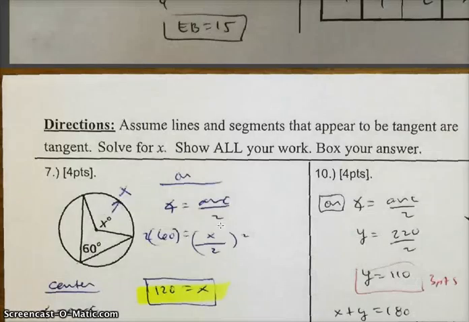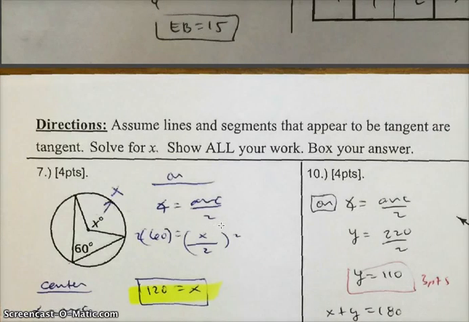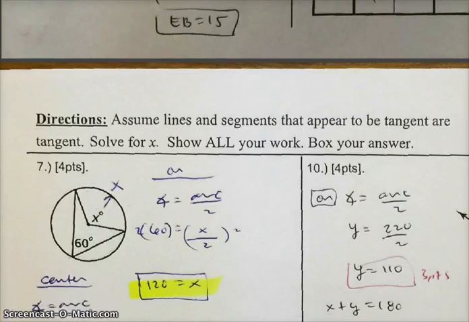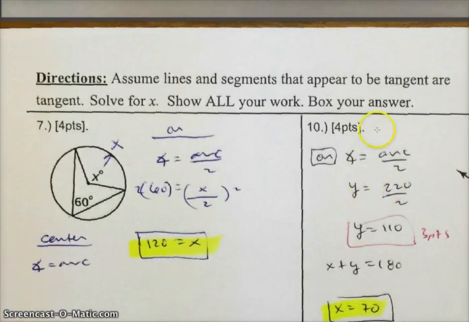Question number 7. You guys actually had this already on your practice test worksheet. Assume all lines and segments that appear to be tangent are tangent, solve for x, show all your work, and box your answer. So in this problem, you have 2 concepts here. This one is center. If it's center, then your angle is equal to arc. So this is the angle. You just draw your arc up here, which is x.